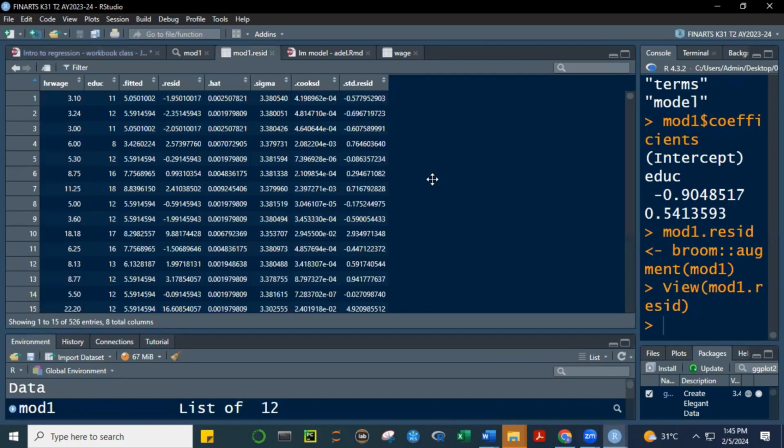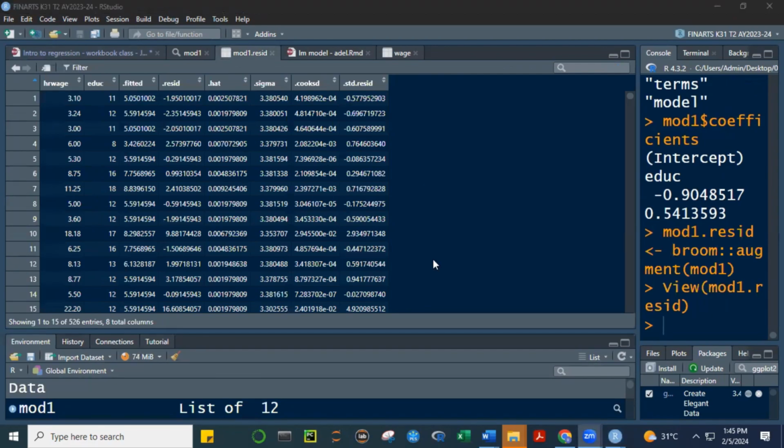But the 8 variables contain different columns. Okay, we have here the dependent variable. We have the independent variable. This is your y hat, fitted. This is your epsilon, e sub i. This is your error term.